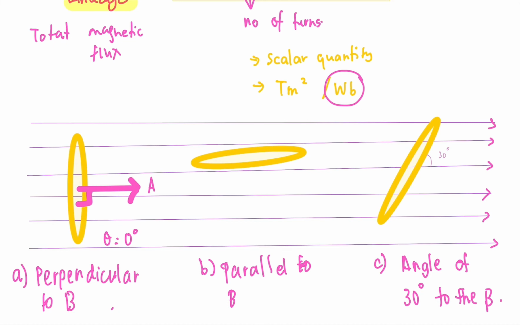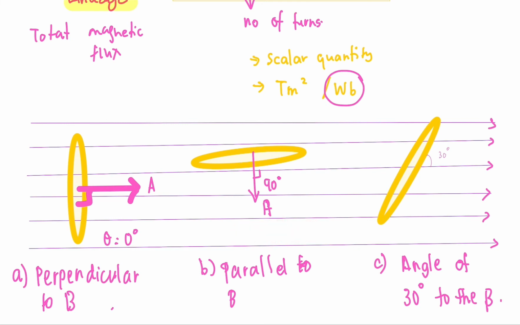What is the angle if the plane is parallel to B? Then your A will be down here, for example, or up above, so the angle will be 90 degrees. If the coil is perpendicular, there are field lines passing through the area, but when the coil is parallel to B, no lines pass through your coil, therefore the flux will be zero. Why? Because cos 90 is equal to 0.